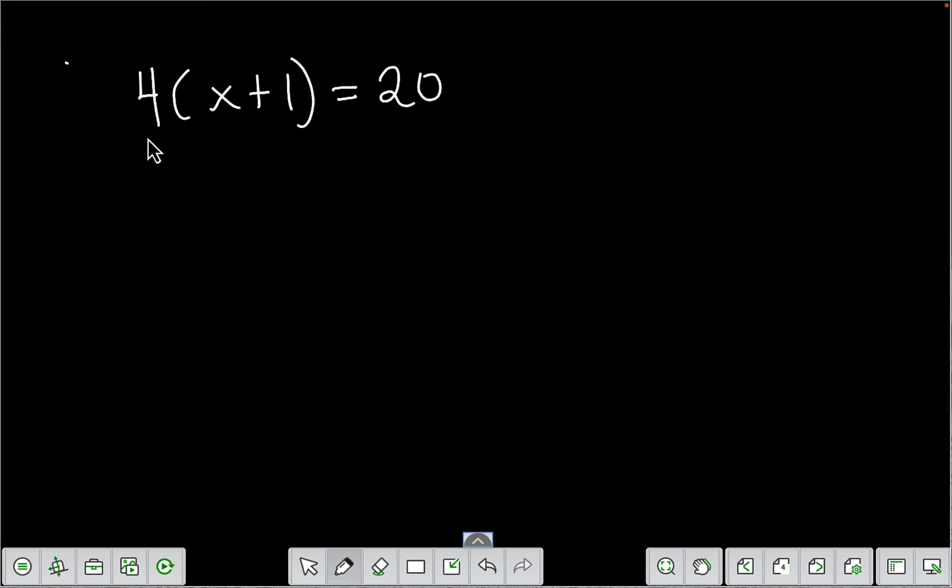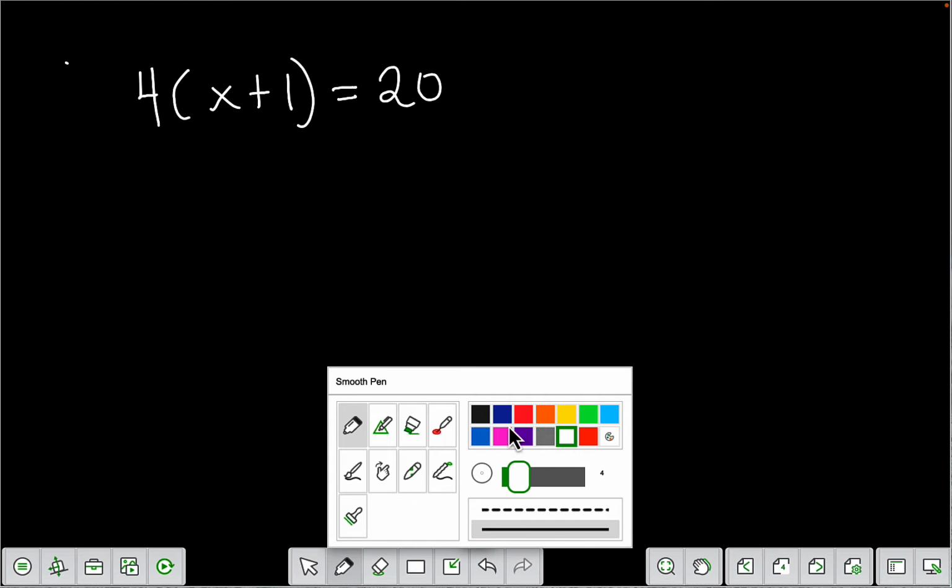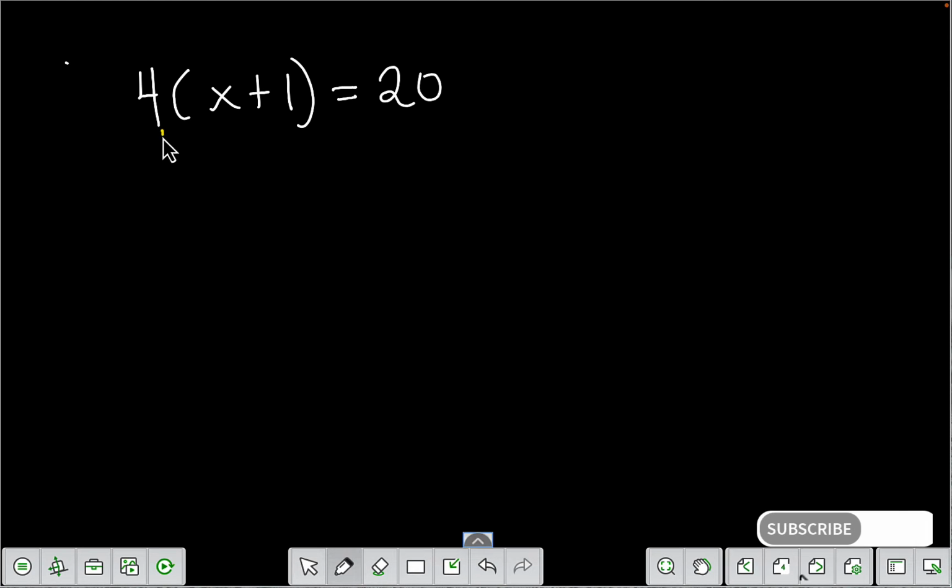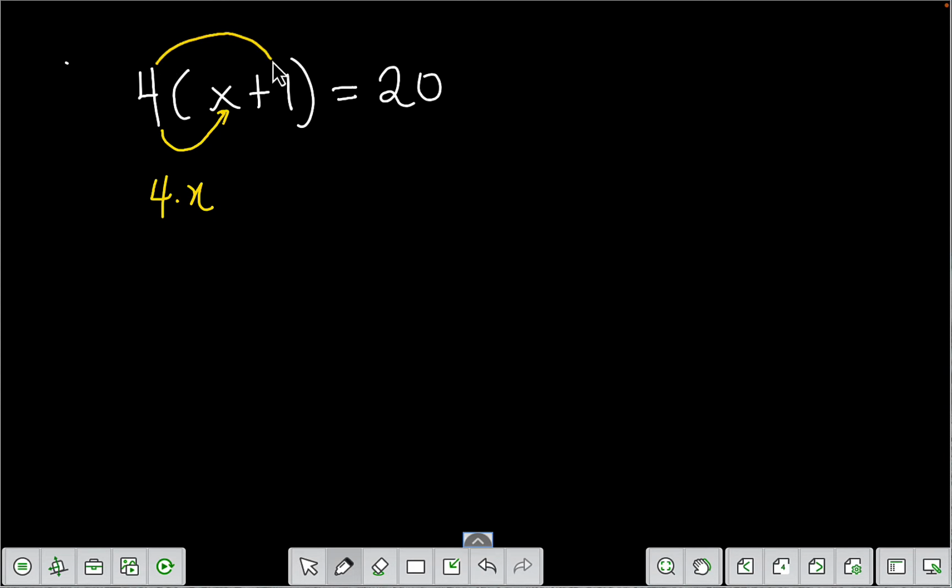So here we're going to multiply 4 by x, which will give me 4 times x. And I'm going to multiply 4 by 1. That's plus 4 by 1. And that is equal to 20. So 4 times x is going to give you 4x. 4 times 1 is 4. And that is equal to 20.